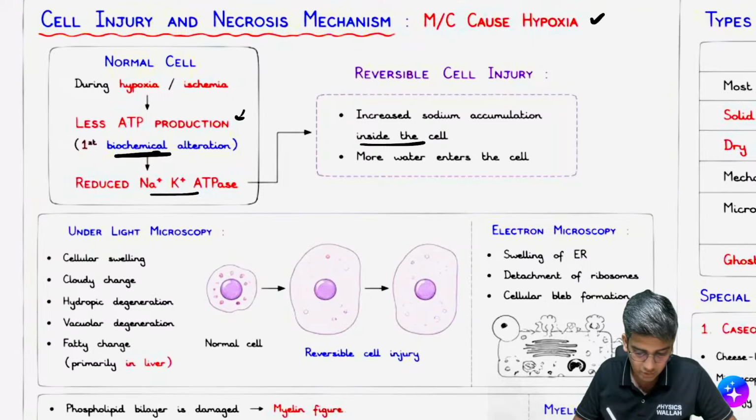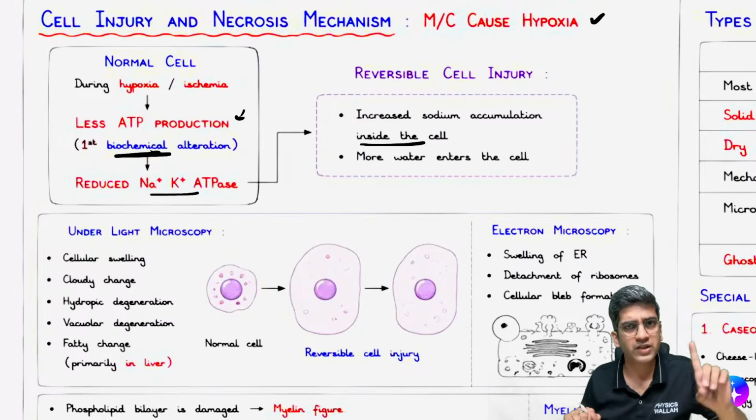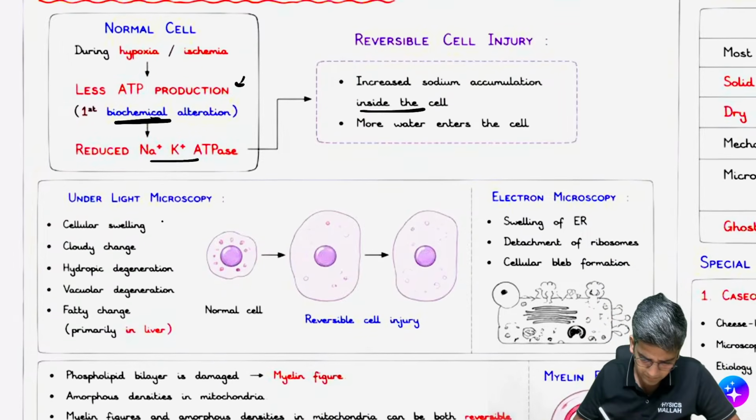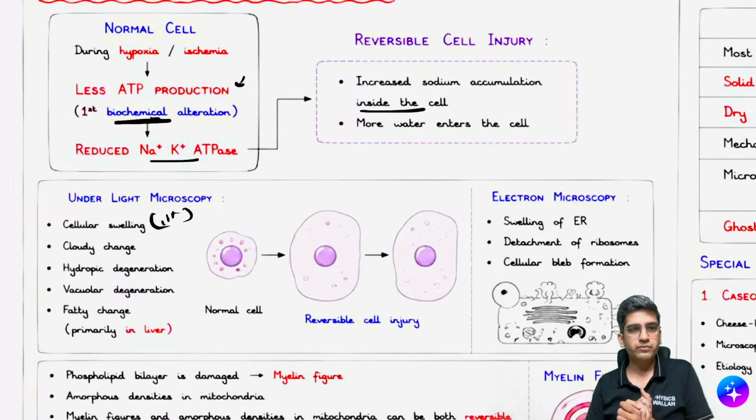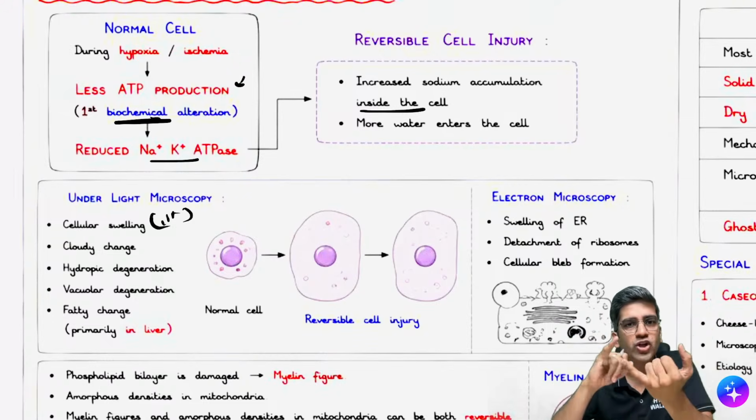This is not light microscopic, it's biochemical. I cannot see an ATP. It's a biochemical change, right? The first light microscopic change is cell swelling. Cell increase in size. I can call it cell swelling.